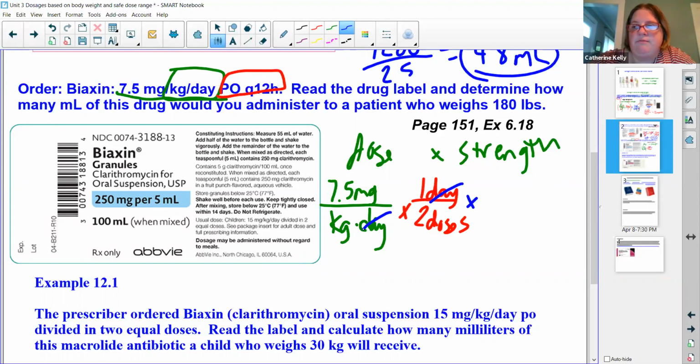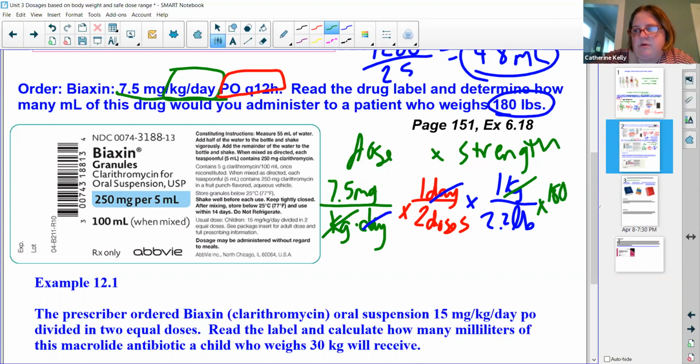So you have to get rid of your kilogram, and you notice that they put the weight in pounds. So you have to convert it into kilograms. So here, you know that 1 kilogram is 2.2 pounds, and then times 180 pounds. Now, if you would finish it, it would be per dose, milligram per dose.